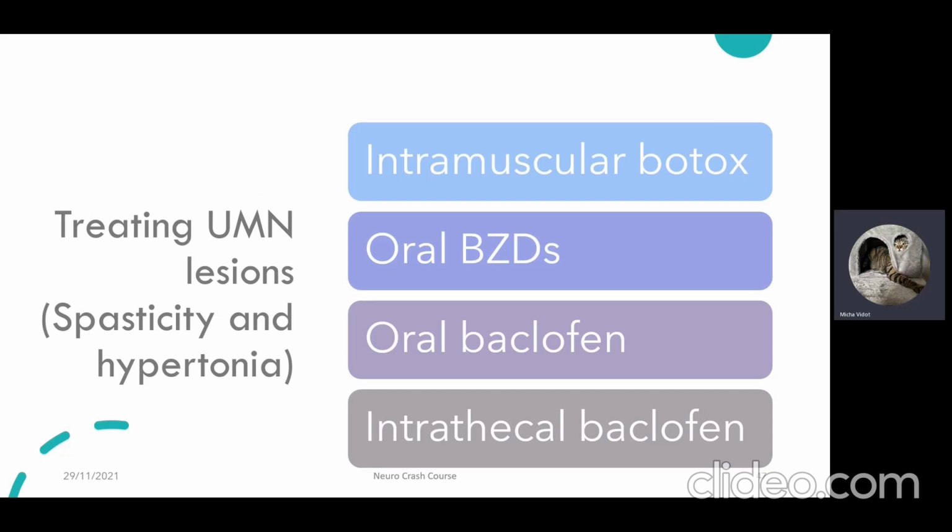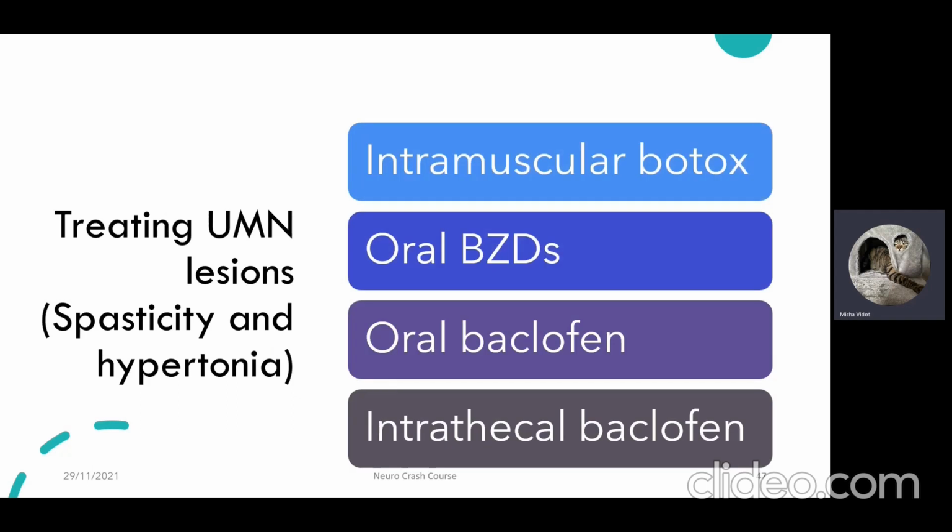Now, how can we actually treat this spasticity and hypertonia due to our upper motor neuron no longer being able to do its effect on the type 2 and type 1A afferents? We have Botox, which can block synapses. We have oral benzodiazepines, which can boost GABA-A inhibition. Oral baclofen, which activates presynaptic receptors on the type 1A afferents. And intrathecal baclofen, which activates GABA-B receptors on 1A afferents in the synaptic boutons.